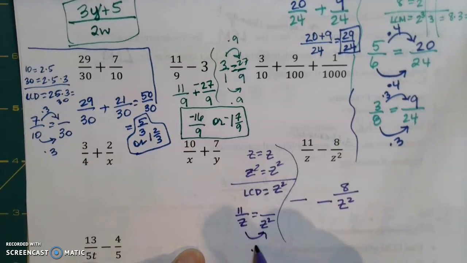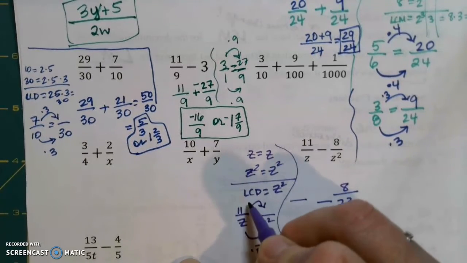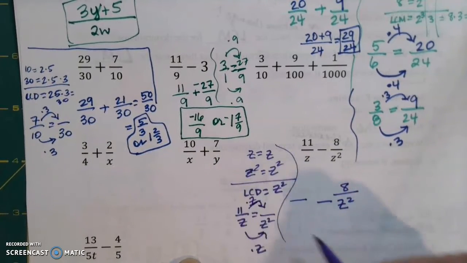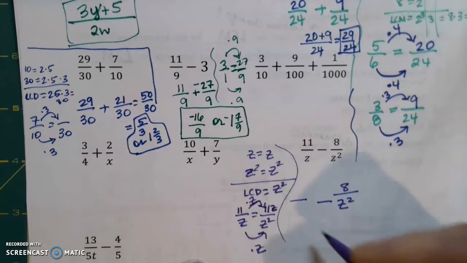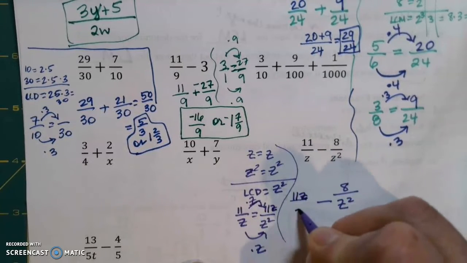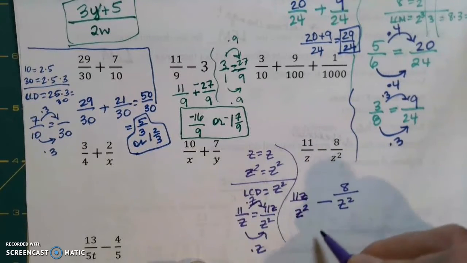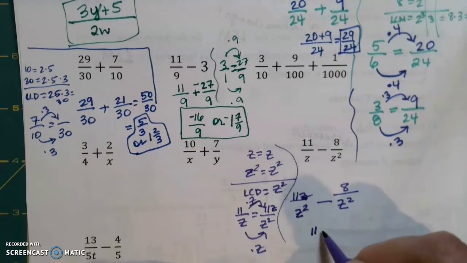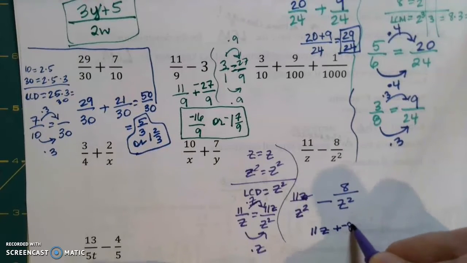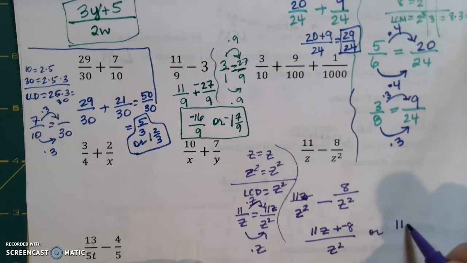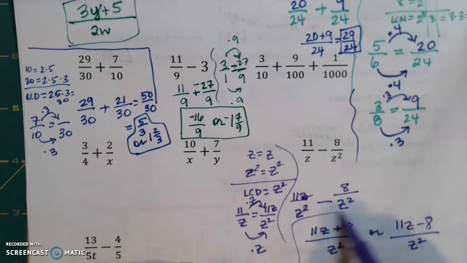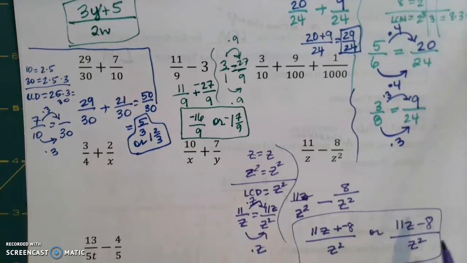So here, each time we are going to multiply by z in the numerator and the denominator. So we would get 11z as the numerator here. So we have 11z over z squared. And that's going to end up being 11z plus negative 8 all over z squared. Or you could have it as 11z minus 8 all over z squared. Either one of those would be fine.